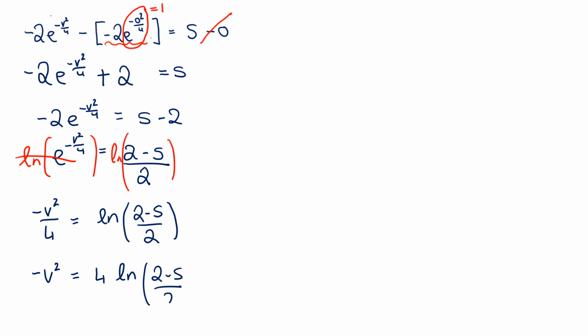And then we need to bring over that negative as well. So v squared is negative 4 natural log of 2 minus s over 2. Now, don't get freaked out about that minus, because we're going to square root it, and then you think, oh, can I square root a negative? But that natural log will actually be negative. So that minus is needed to undo the negative of that natural log. So if you prefer, you can leave it like this.